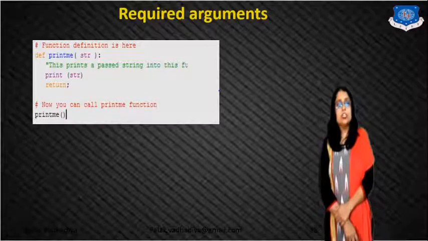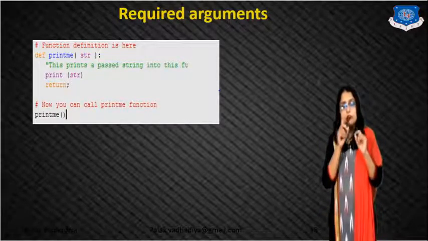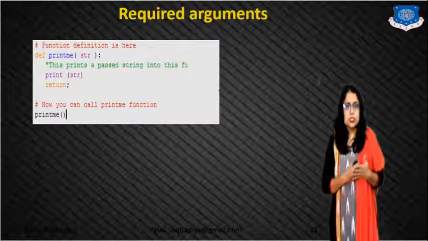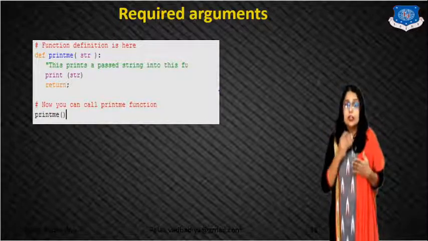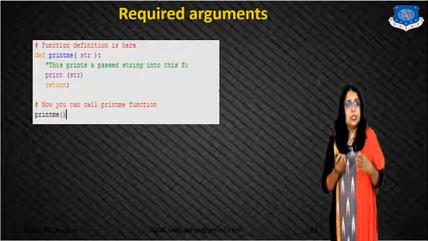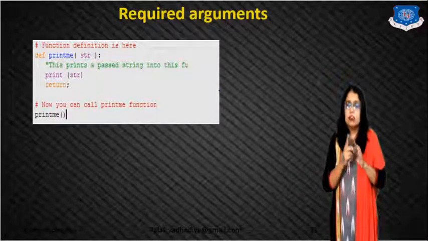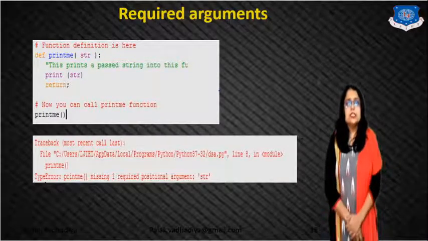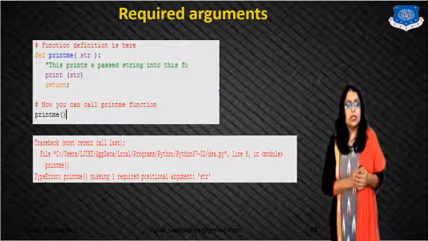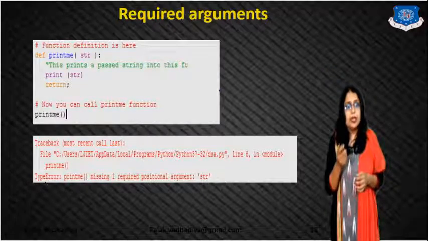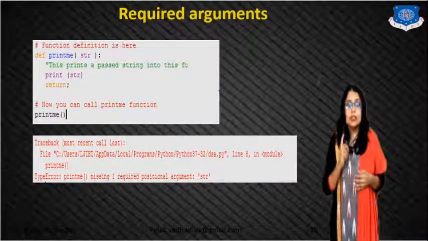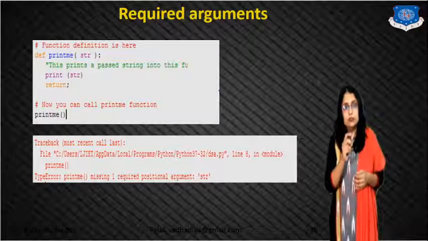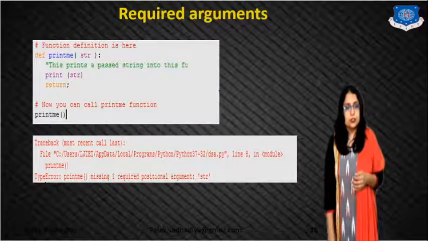Let's see this. Here the function definition is printme. Inside that, I want to pass a string. Simple, this will print the string and then just return the value. And here, when I want to call that function, I am just writing printme, open and close. Inside that, I have not passed any string. So when I run this program, what will happen? See here, this will give me the error. And it is clearly written: type error, printme missing one required positional argument, string. So inside that function, anyhow, we have to pass one argument.